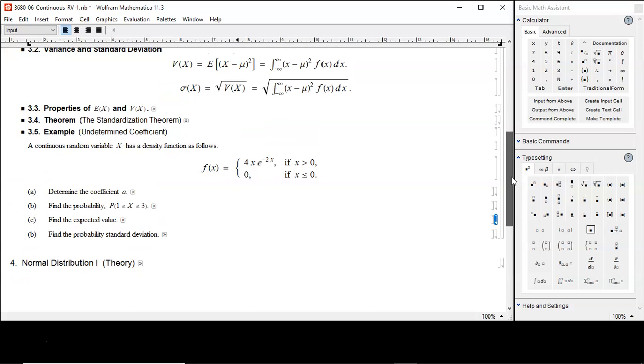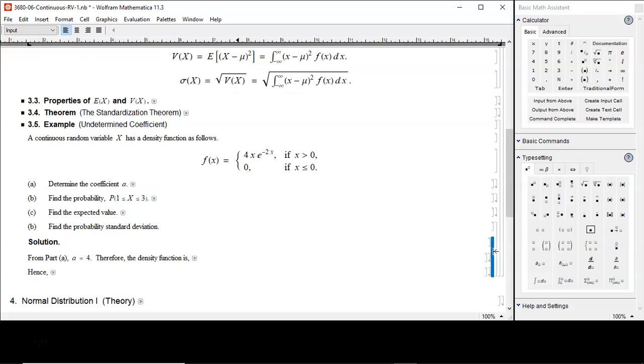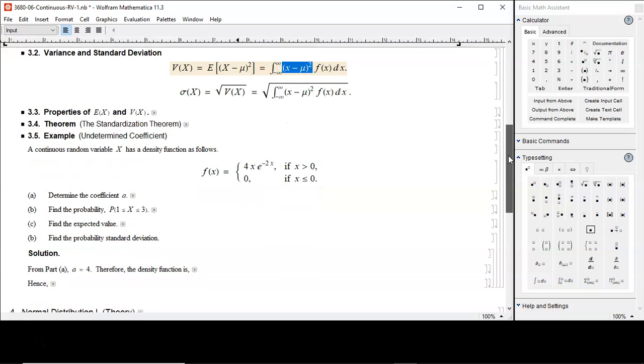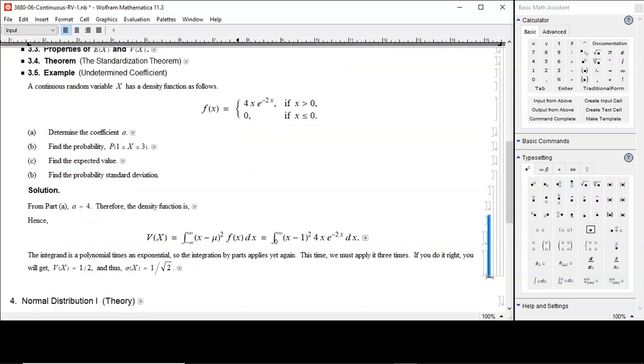Now, how about the standard deviation? So you have to find out the variance first, and then take the square root. That's going to be the standard deviation. And the variance formula is over here. So in that integral, I have to do x minus mu squared times f of x. Mu we just calculated. Mu is 1, so x minus 1 squared. And then 4x e to the negative 2x, that's the density function. So you have to calculate this integral.